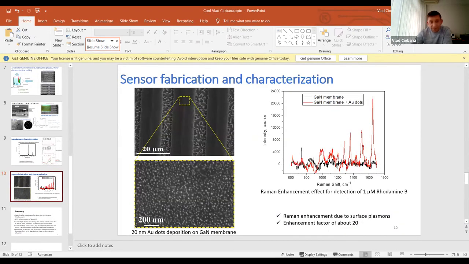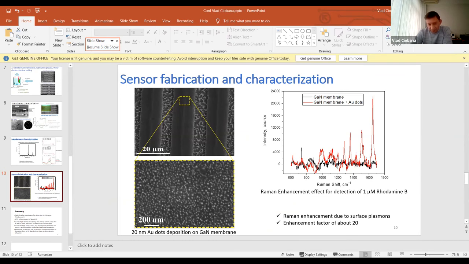So now, in order to fabricate our SERS sensors, we have the initial membrane. We deposit a 5 nanometer continuous gold layer in a sputter coating system. The sample is thermally treated at 300 degrees, and as a result, the thin gold layer coagulates into randomly distributed gold nanodots on the surface of the membrane.